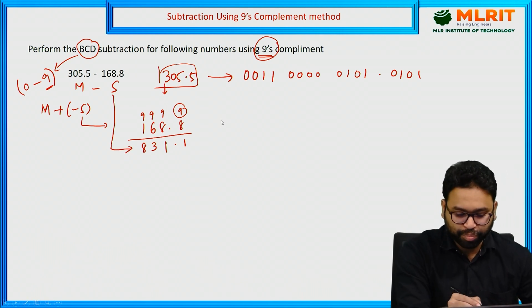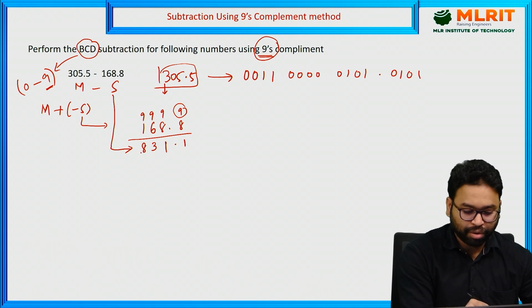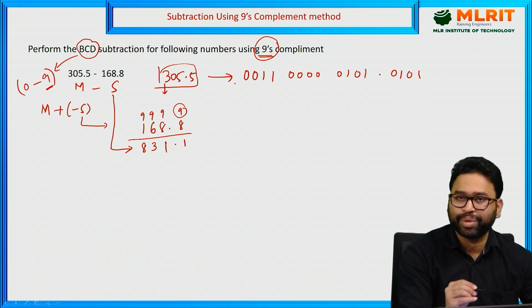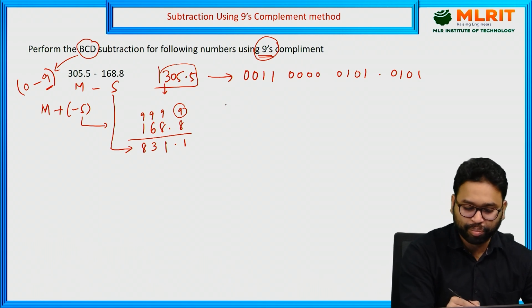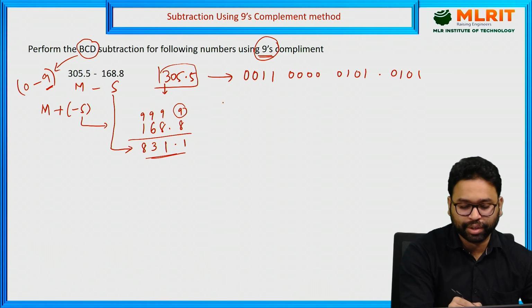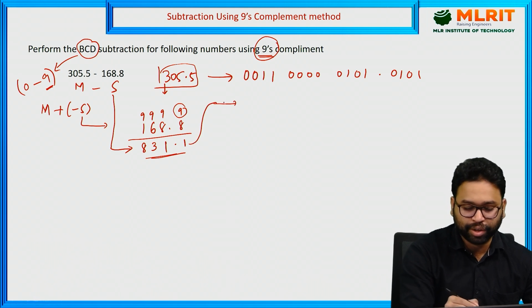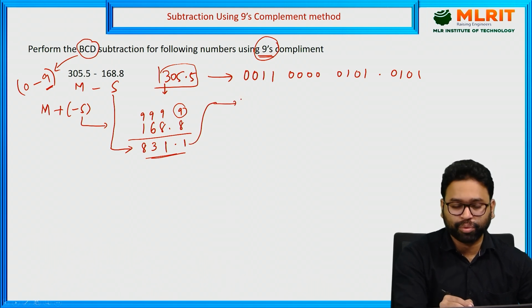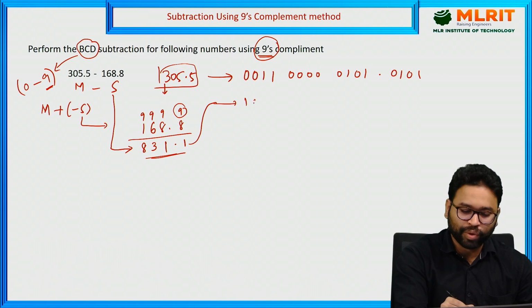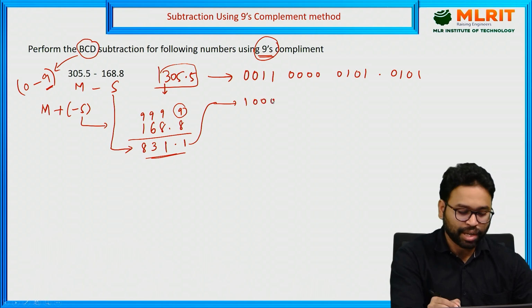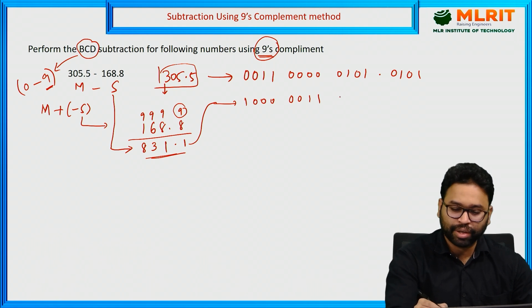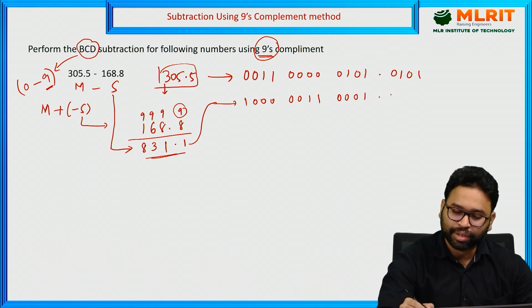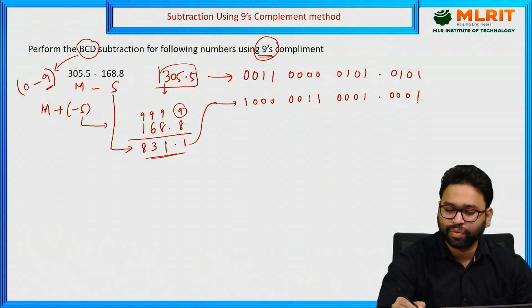Now we are supposed to represent that 9's complement, 831.1, in terms of BCD value. Let's represent that 831.1 here. 8 is 1000. Next, 3 is 0011. Next, 1 is 0001. Next again 1, that is 0001.